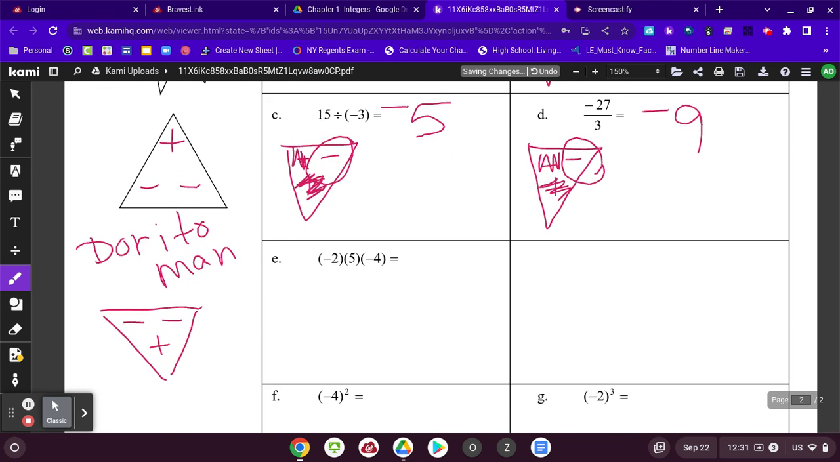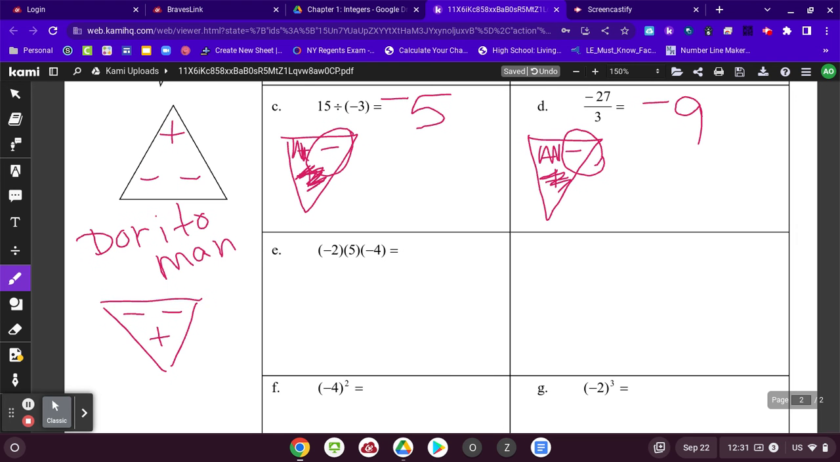In E, we now have 3 factors. You can multiply in any order. If you remember from your past, that's called the commutative property. Some people like to go just right in order. -2 times 5 is -10, and then bring down your -4. When you have a number next to parenthesis like this, it indicates multiplication, and a negative times a negative is going to give you a positive. So this is positive 40.